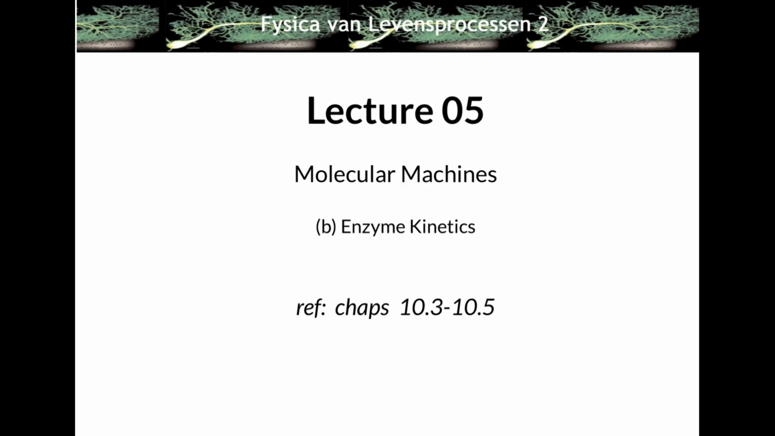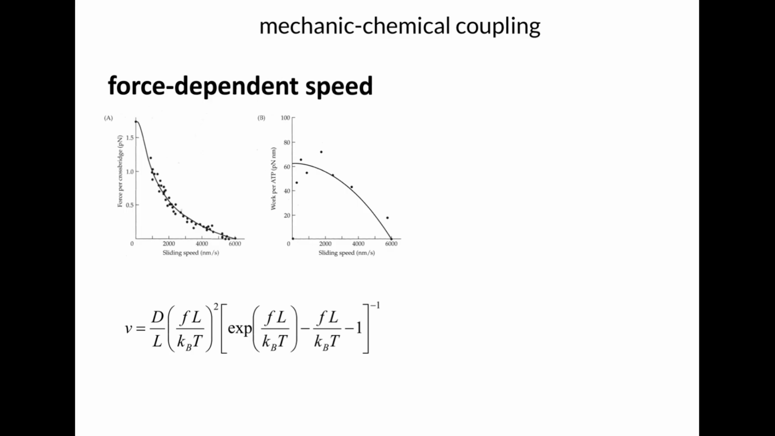Okay, so in the first part, we looked at the real space movement of motors, and we found that the speed of the motor is force dependent, and we could even calculate the velocity dependence of that motor. So what we neglected in our description is what actually happens at the border of the box where the energy is released. Hence, how is the coupling between the mechanical movement of the motor and the chemical reaction that is taking place?